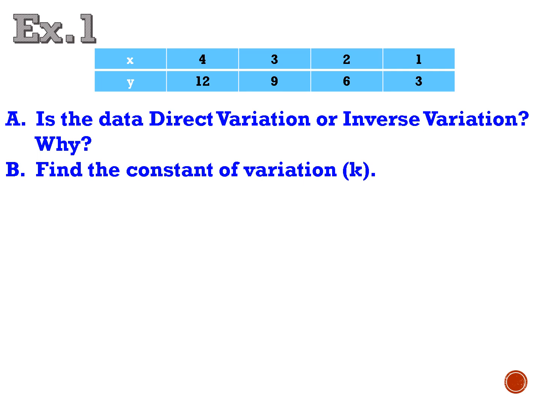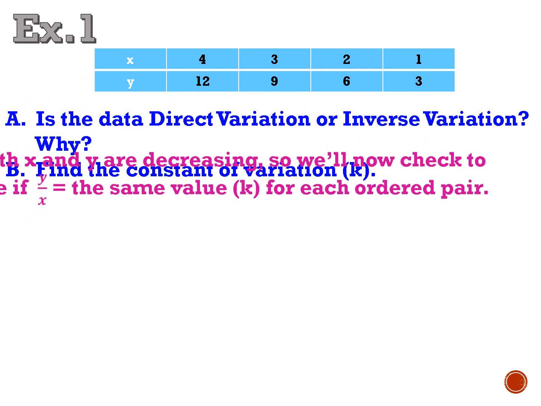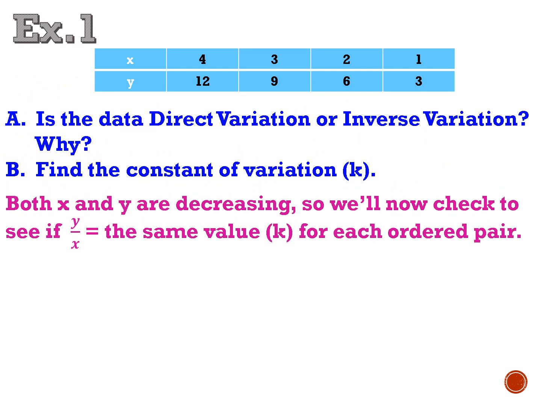Okay, so first thing is we've noticed that they're doing the same thing. They're both decreasing. So then I'm like, okay, which k is it? If they're both doing the same thing, then that is k equals y over x. So we're now going to check if y over x produces the same value for each ordered pair. So I'm going to take first, and I'm going to put 12 over 4. Well, 12 over 4 simplifies to be 3.